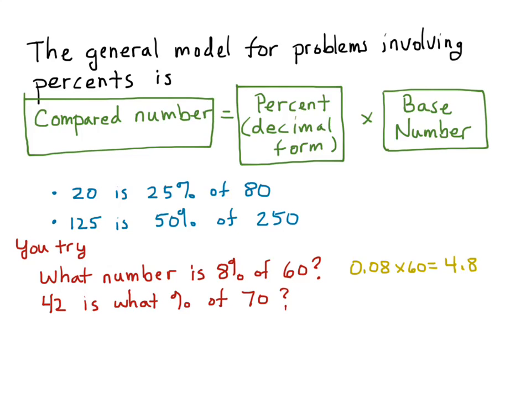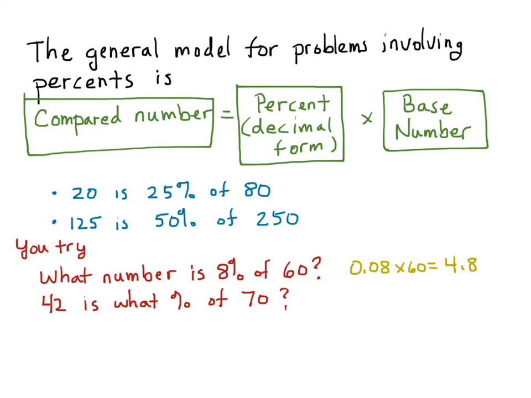If we set up our equation, we have 42 equals some percentage, and I'll just put P for percent, times 70, and so we have 42 divided by 70 equals our percentage. Now, notice that 42 is divisible by 7, so that's going to be 6 times 7, and then 70 is 7 times 10. The 7's cancel, and we have 6 tenths, which then is what in percentage? 60%.